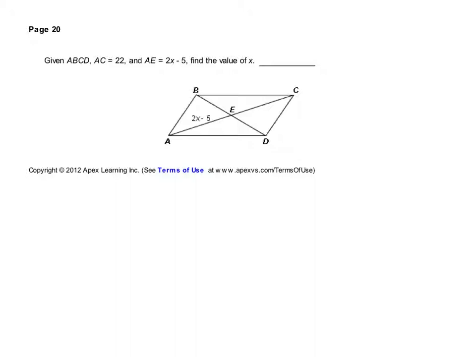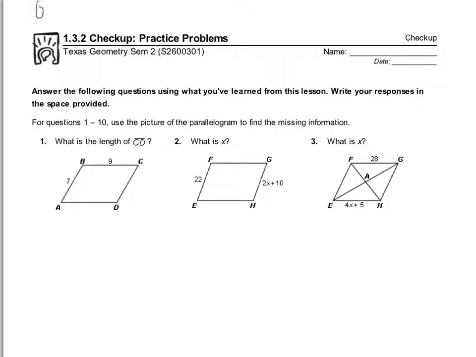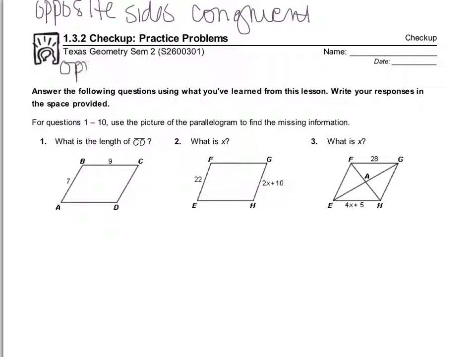And this example is just like the other one, so we are going to move on to the checkup. All right, so quick review. Parallelograms. We know that opposite sides are congruent. We know that opposite angles are congruent.